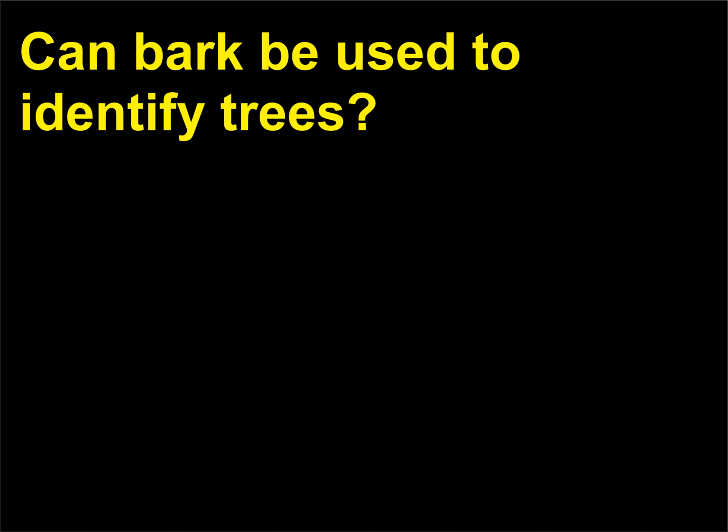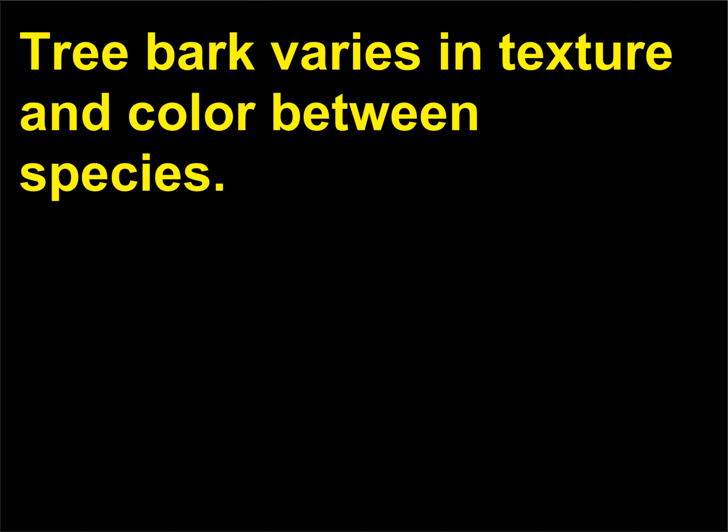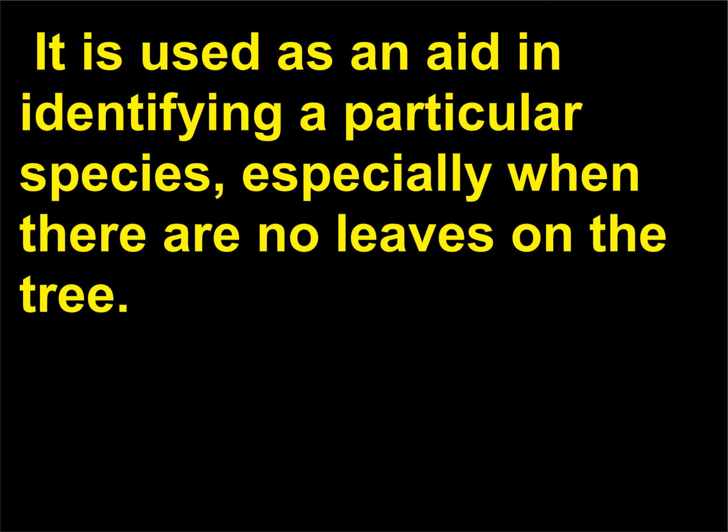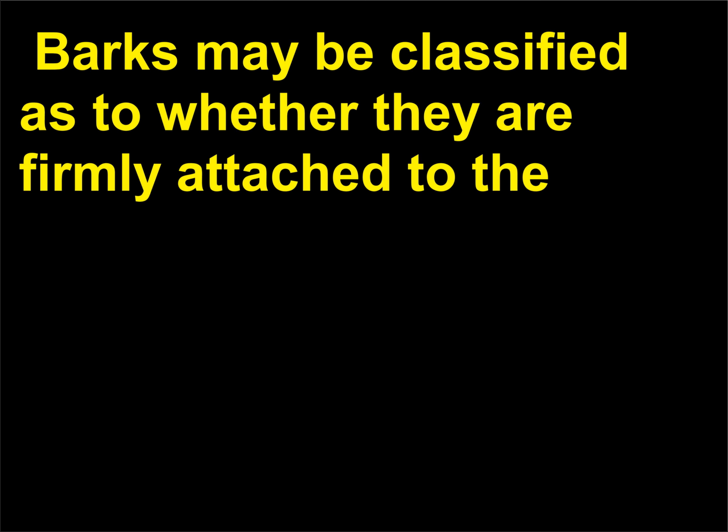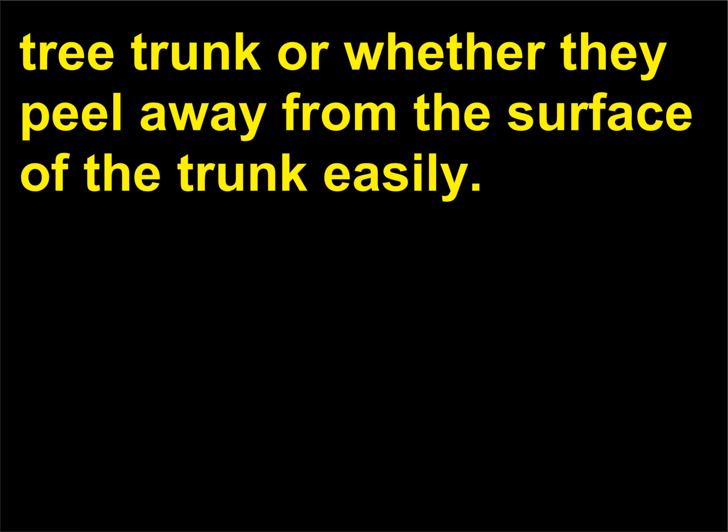Can bark be used to identify trees? Tree bark varies in texture and color between species. It is used as an aid in identifying a particular species, especially when there are no leaves on the tree. Barks may be classified as to whether they are firmly attached to the tree trunk or whether they peel away from the surface of the trunk easily.